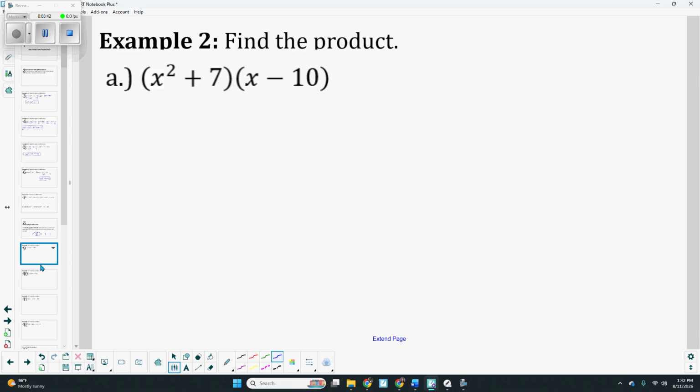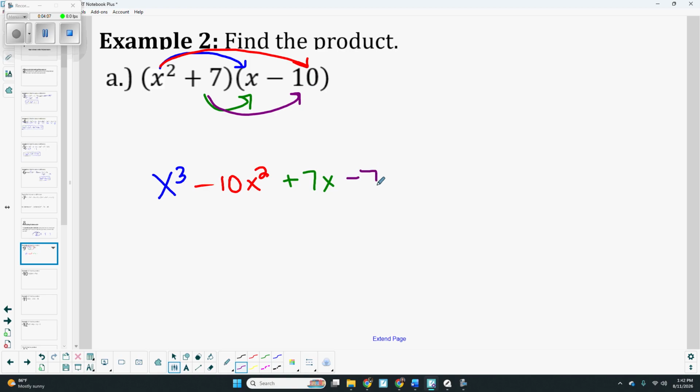So for example 2, we're going to find the product. So we're going to take the x squared and we're going to distribute it. So x squared times the x gave me x cubed. X squared times the negative 10 gave me negative 10x squared. Then 7 gets distributed. So 7 times x gives me positive 7x, and 7 times negative 10 gives me negative 70.